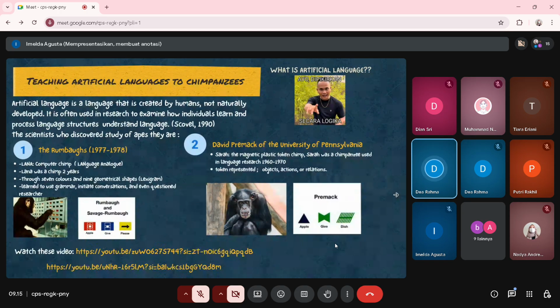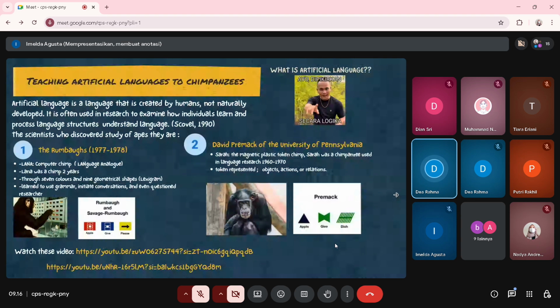Artificial language is a language that is created by humans, not naturally developed, which means the language is not developed like a mother tongue. So it is often used in research to examine how individuals learn and process language structures.